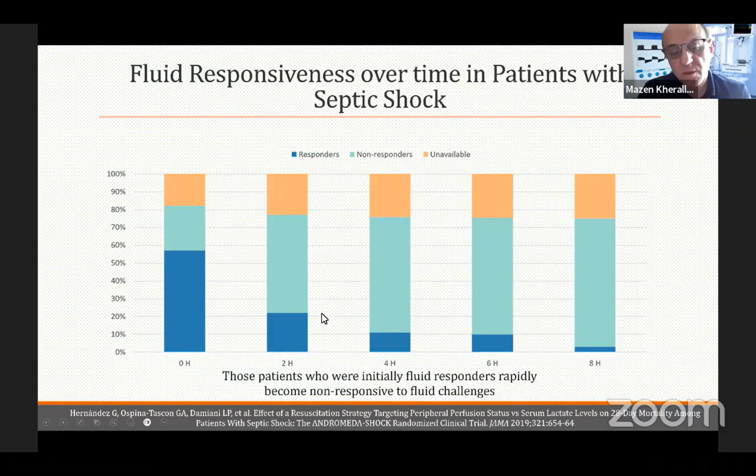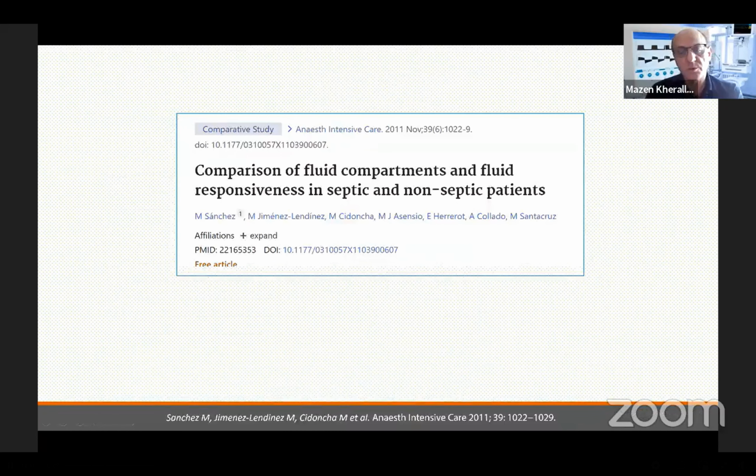So if you continue giving fluid to those patients, you're going to end up having fluid overload rather than beneficial effect of the fluid. And you can see in 4 hours, close to 10% of those patients would remain fluid responsive. So that dictates that there is a need to assess fluid responsiveness so you don't end up overloading your patients with fluid within the next few hours after presentation to the emergency room.